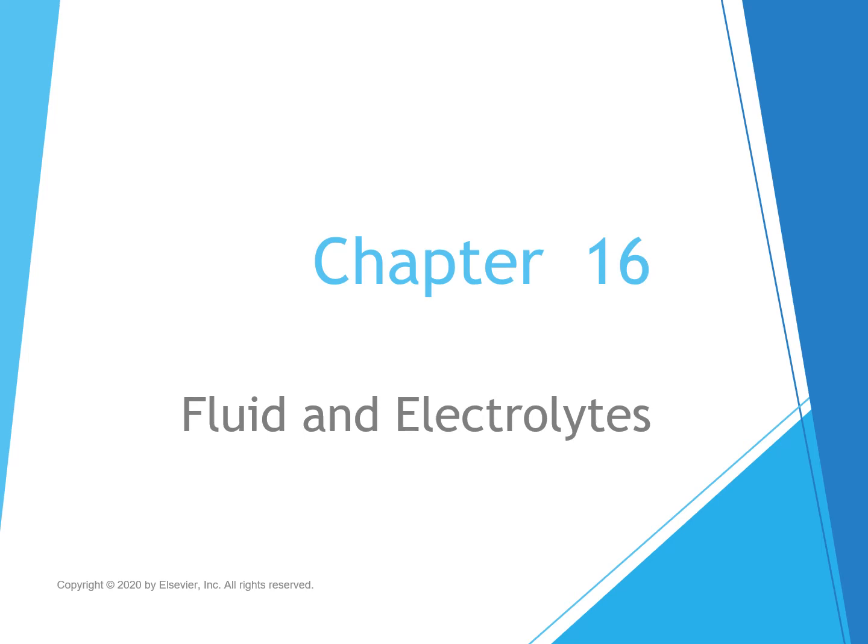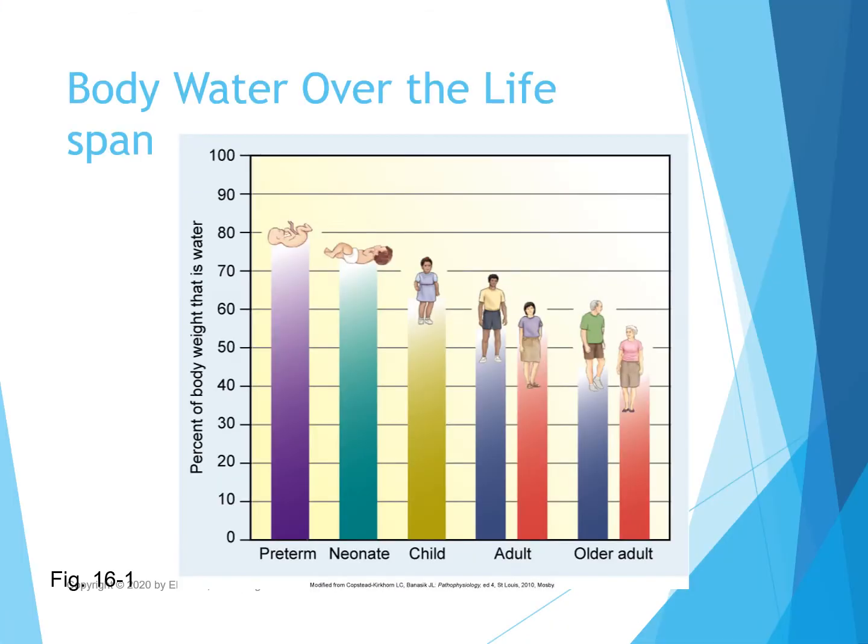Chapter 16 in your Lewis text is fluid and electrolytes. If you look here at this diagram, it does show you that babies have quite a bit of water weight and older adults have less. This is why sometimes infants end up severely dehydrated if they get a GI bug, and little babies can actually die from dehydration.